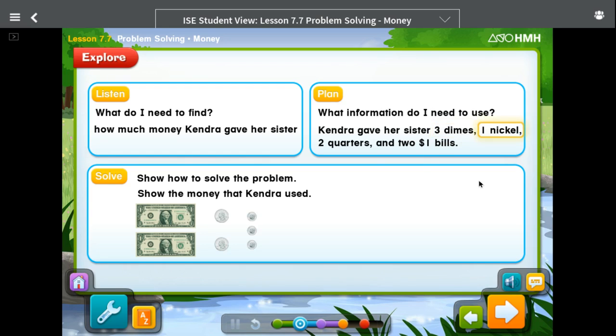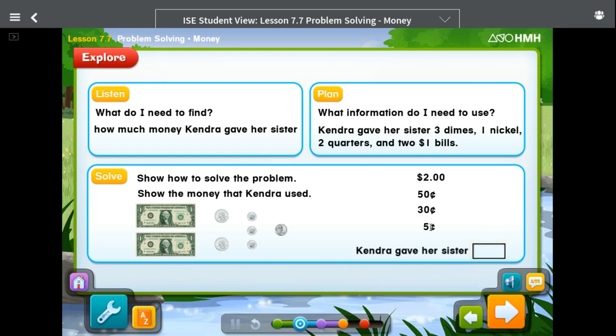1 nickel. We're adding a coin with a value of 5 cents. Let's count the money to find how much money Kendra gave her sister. We'll count the bills and coins in order from the greatest value to the least value. 2 $1 bills are equal to $2. 2 quarters are the same as 50 cents. 3 dimes are equal to 30 cents. And 1 nickel is the same as 5 cents. So how much money did Kendra give her sister? All right, count with me. $2, $2.50, $2.80, $2.85.